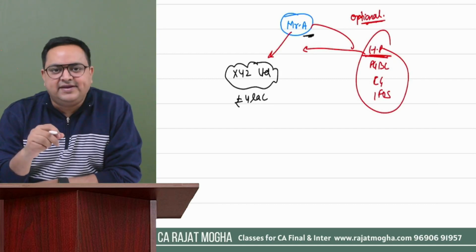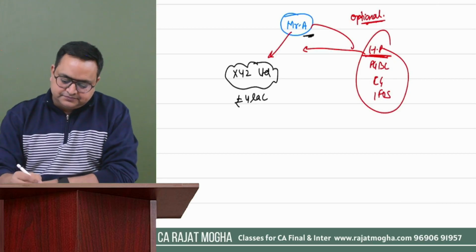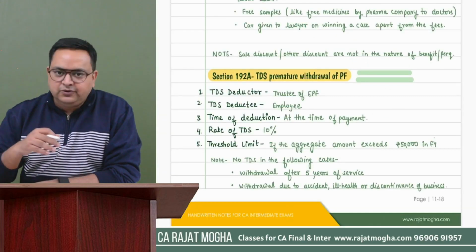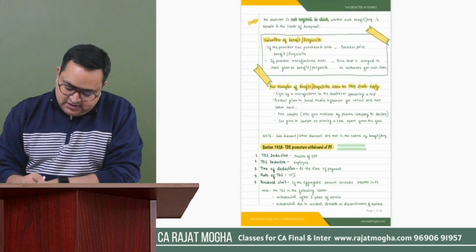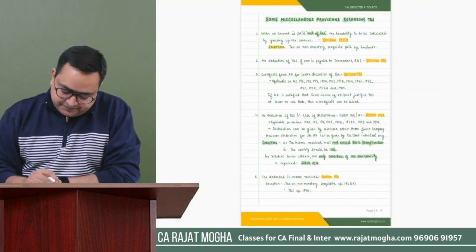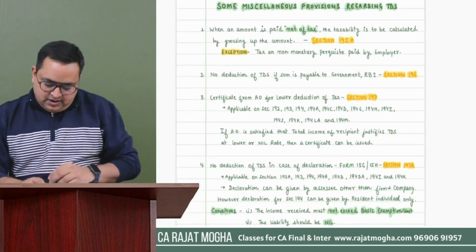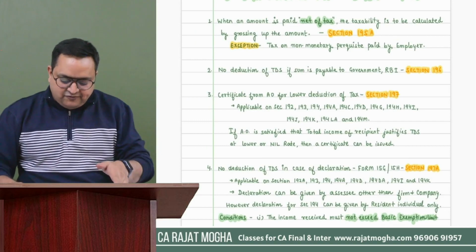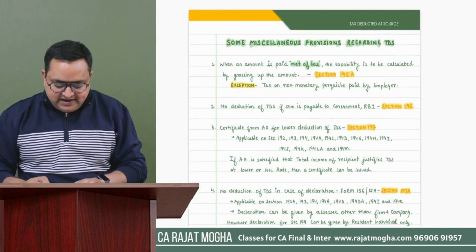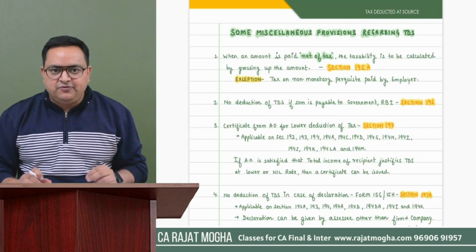So this is section 192 of salary. Got it? You can read that 192. Everything is there. Okay. Now all the sections are formally over and there are some miscellaneous provisions. Let us discuss those miscellaneous provisions now.